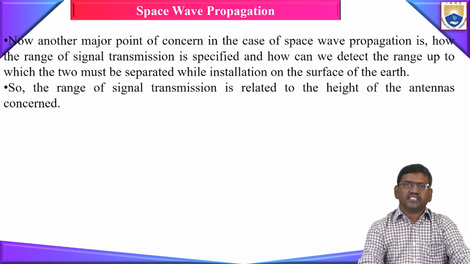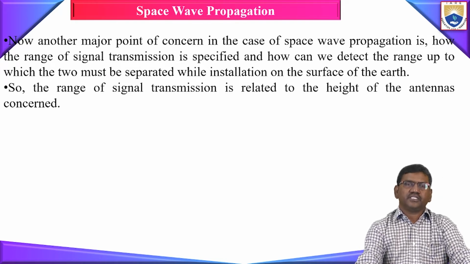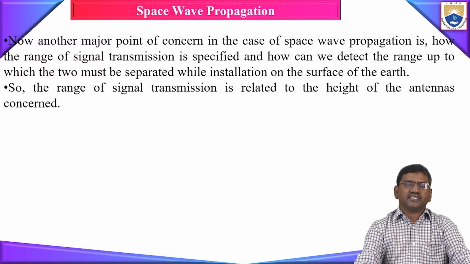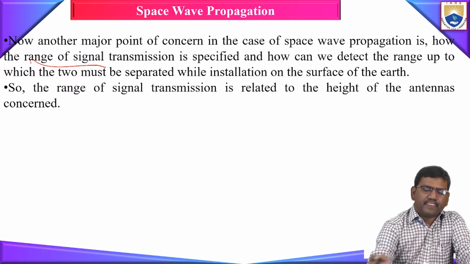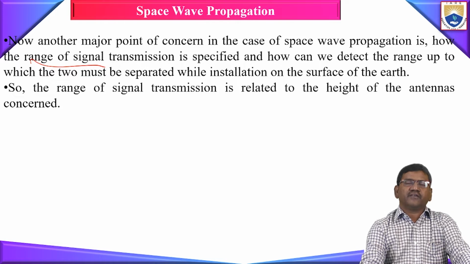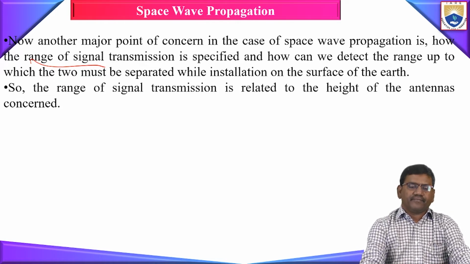Whether we need to place the receiving antenna at a distance of 5 kilometers, or at a distance of 10 kilometers with respect to the transmitting antenna, we call the distance between the transmitting antenna and the receiving antenna the range of signal transmission. We call it the range. So we need to detect the range depending upon the height of the antennas.